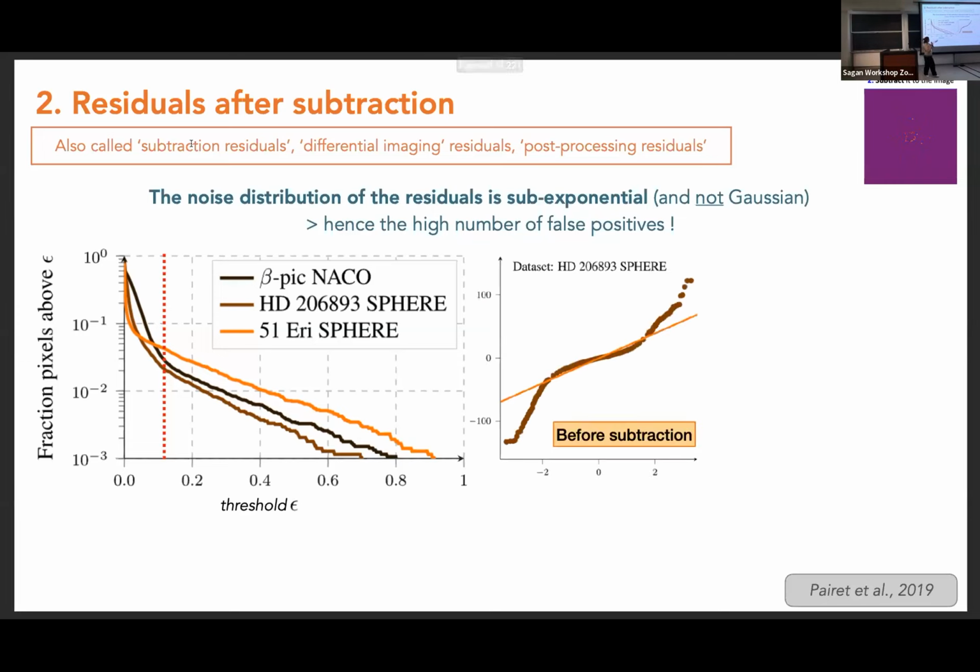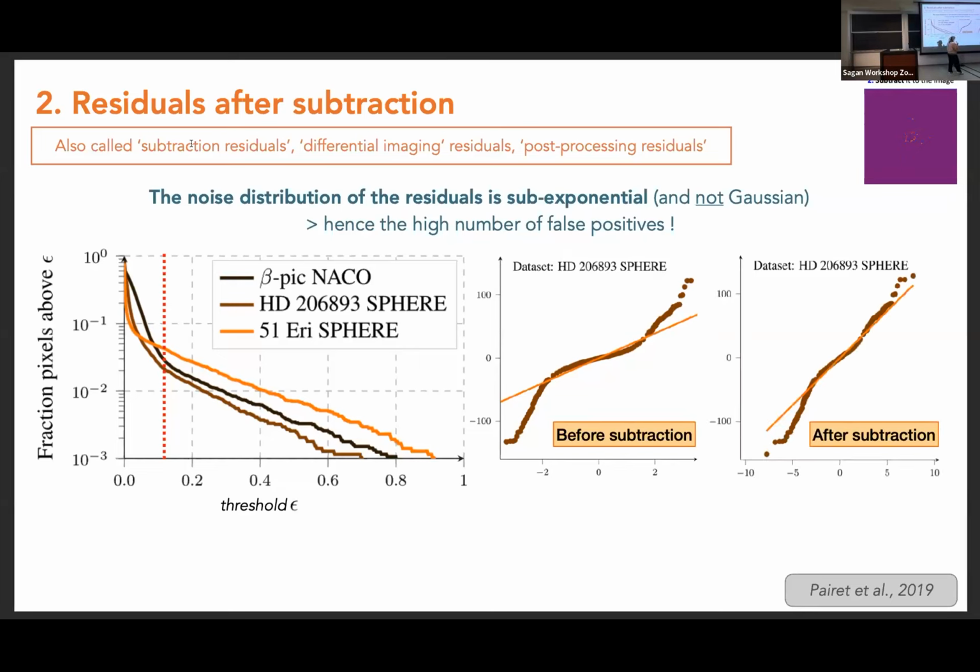And if you take, before the subtraction, some pixels and you plot the QQ plot. Okay, the QQ plot is something really funny. It's a quantile plot. If the noise was Gaussian, those points here, which are the data, would align perfectly on the orange curve. Okay, so that's before. And after the subtraction, you see that same thing. It should align with the orange line here, but it's not perfect. And it's not perfect because the noise is not Gaussian.